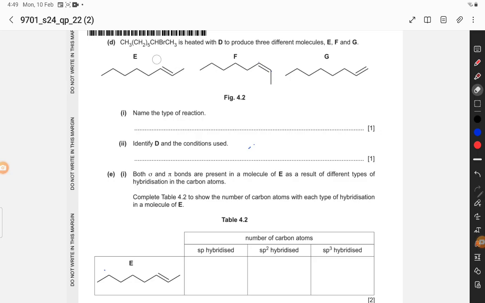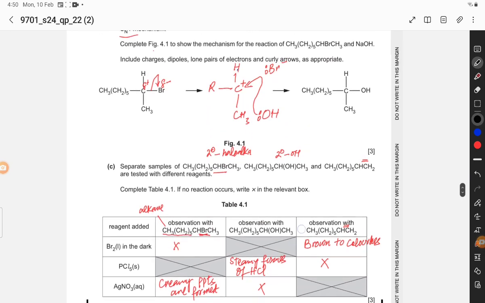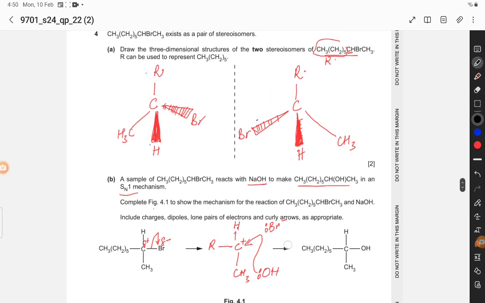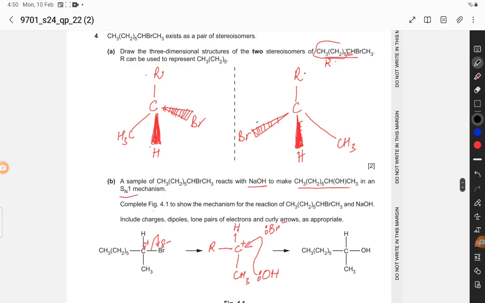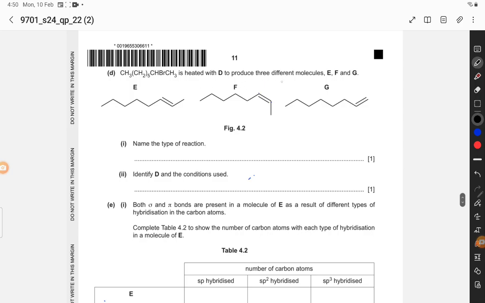So the D part of this question is: this compound is heated with D to produce three different molecules E, F, G. These three different molecules are produced when heated with D. What is D? Heated with D to produce three different molecules of E, F, G.